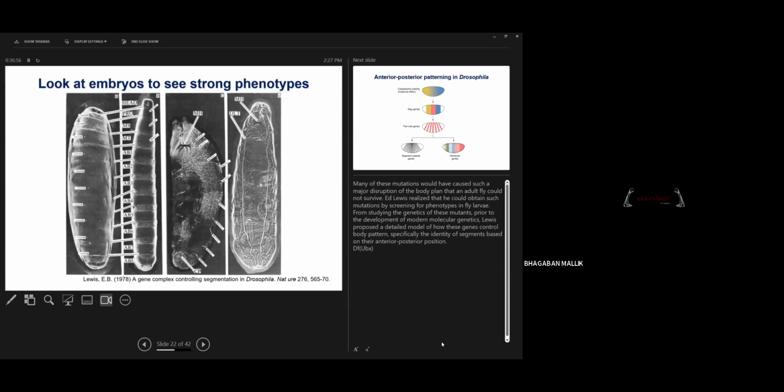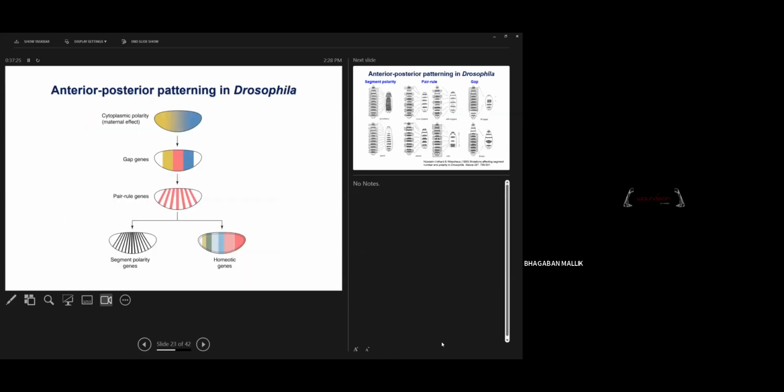So here these are the mutants. This is a mutation in the larval stage. These are the mutants, and this is the wild type. In the wild type, you can see this structure. These are called trachea. The trachea are present in the wild type, but they are missing in the mutants. So they have identified a set of genes. The homeotic genes are also required for development in Drosophila. So this is all about Lewis's work.